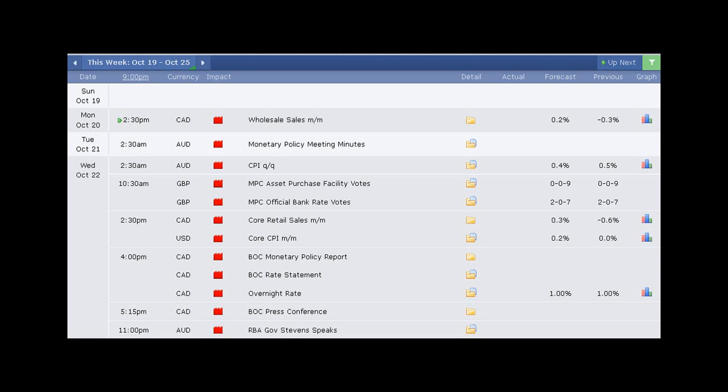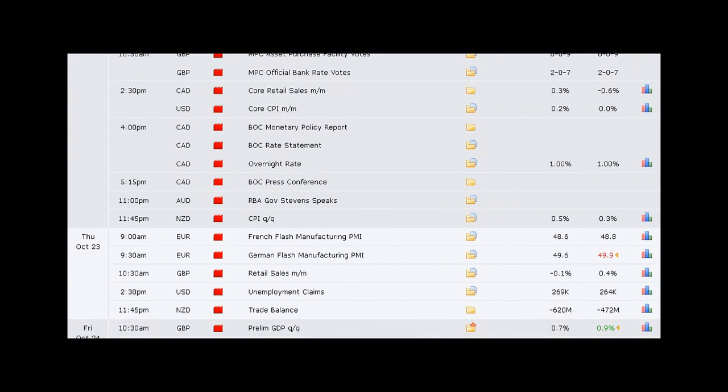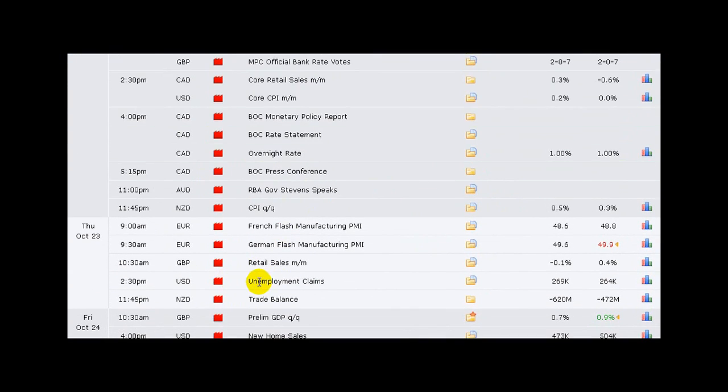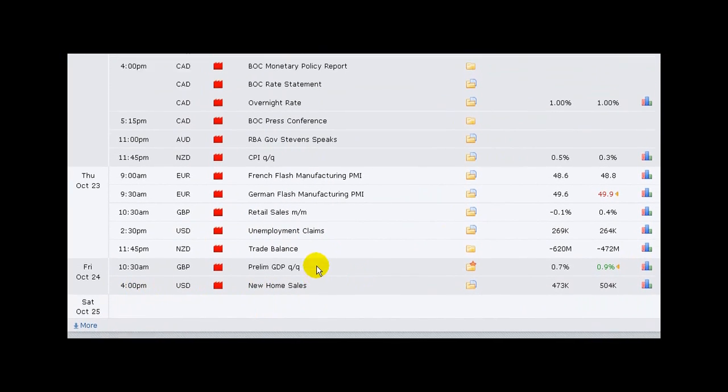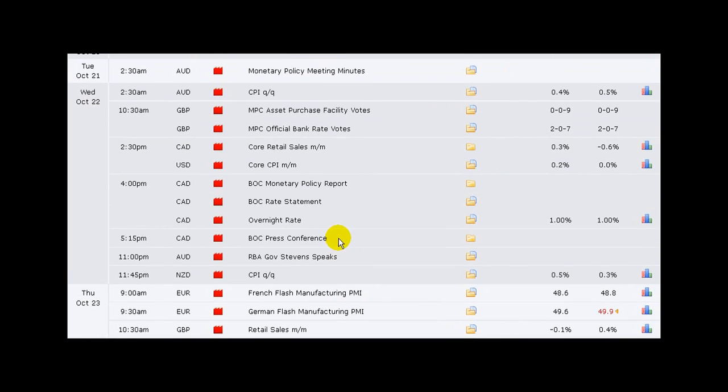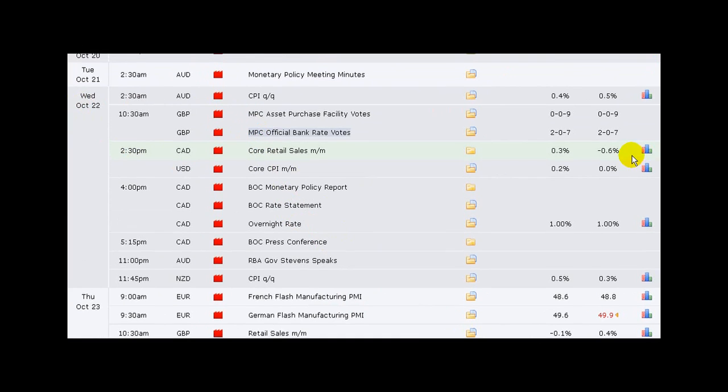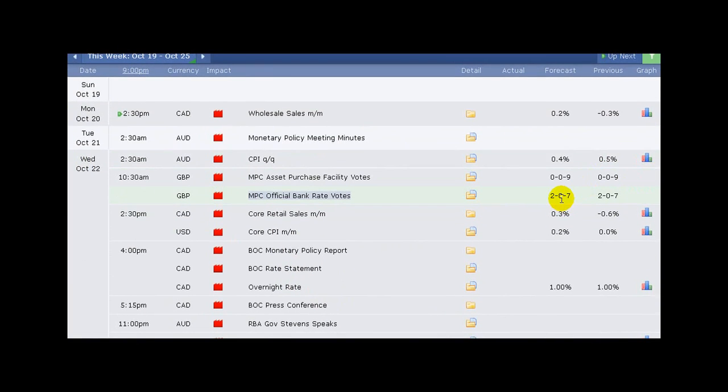Here's the news for next week. You can see there's a bit of USD news or red news on the 22nd, which is Wednesday. There's not really any USD news until Thursday, which is the normal unemployment claims, and then new home sales on Friday. But the one that I will be looking at on Wednesday is the MPC official bank rate votes. Now, for some reason, they're forecasting 207.